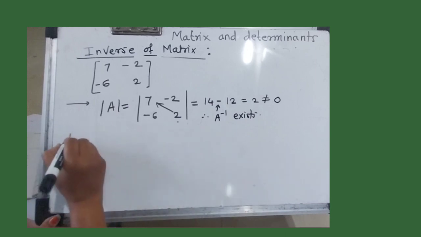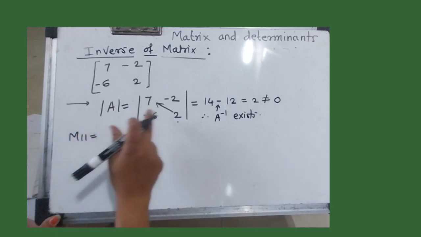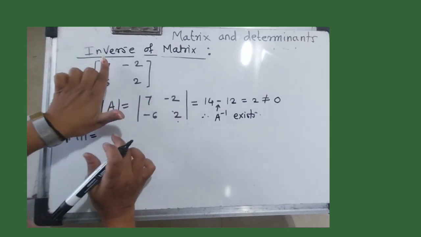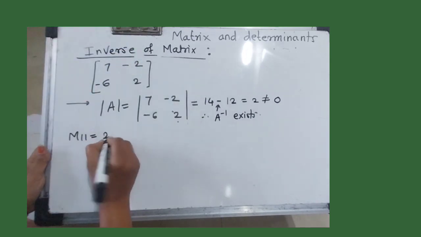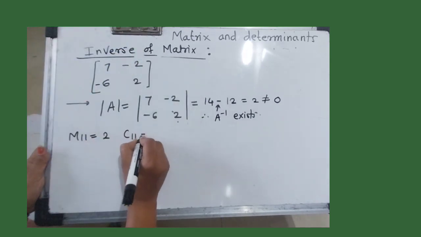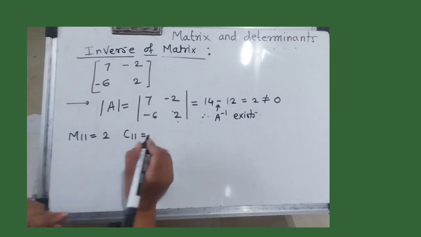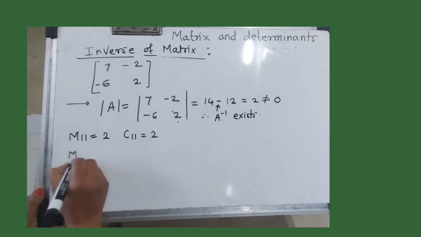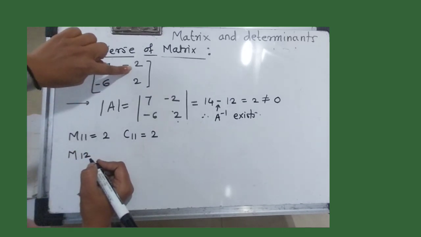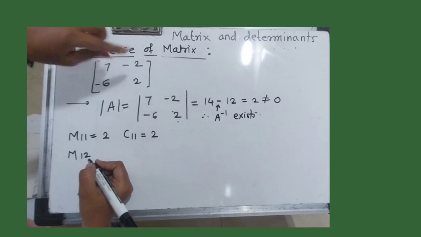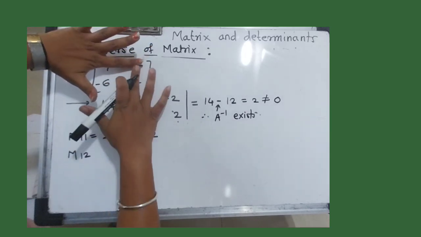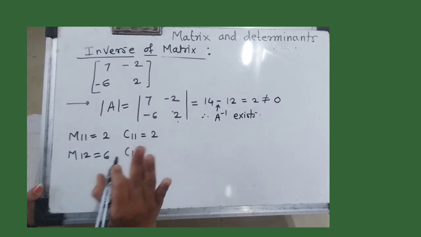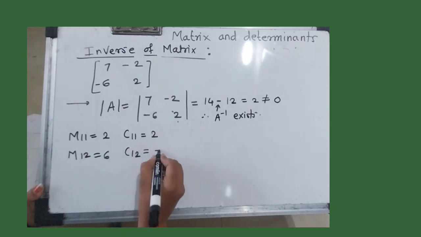Go to the next step. What is the next step here? Find the minor. M11. M11 means what? Minor of this 7. Drop this column, drop this row, remaining is 2. Simultaneously find out C11. 1 plus 1 is 2, so don't change the sign. Keep 2 as it is. M12 means this number, first row, second column. So drop this row and this column. Remaining is 6. C12. 1 plus 2 is 3, 3 is an odd number. Change the sign of minor.